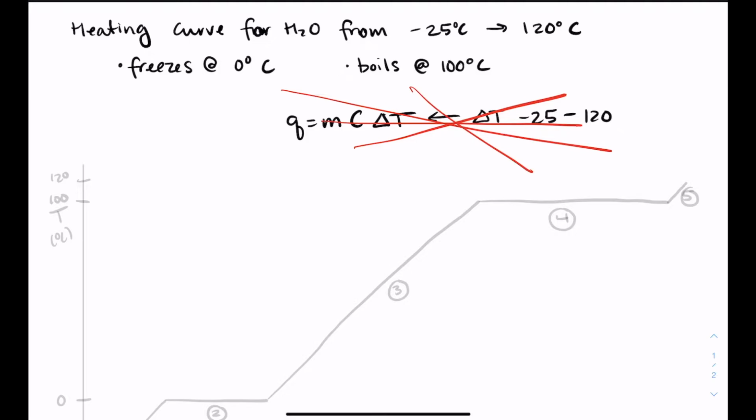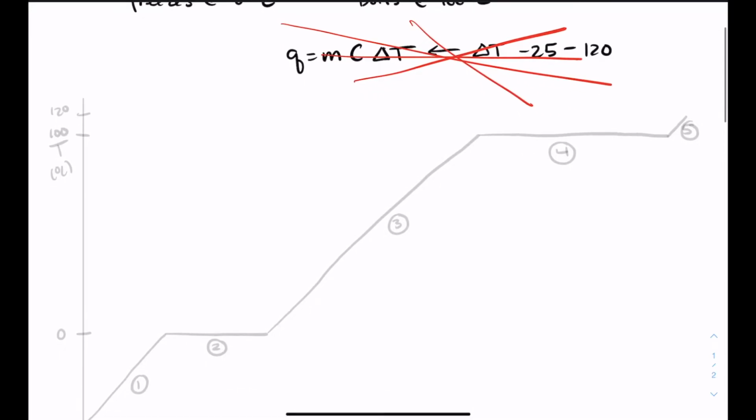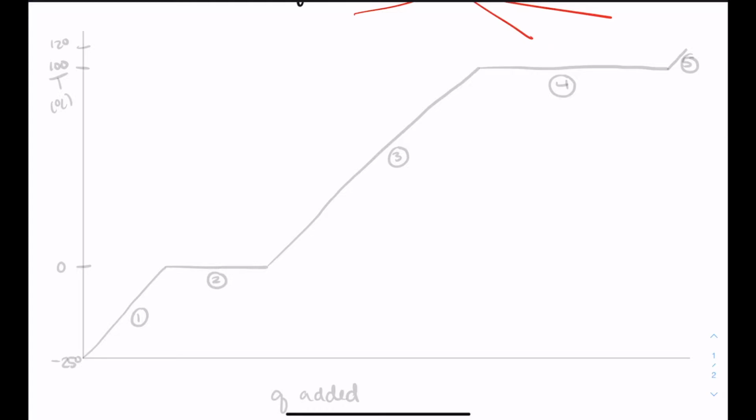So what you will see for this kind of plot is that we put temperature on the y-axis and heat added on the x-axis. So the heat added, we're just making whatever our arbitrary 0 point is wherever we start, and then we're going to add heat to it. So that's what we're plotting on the x-axis.